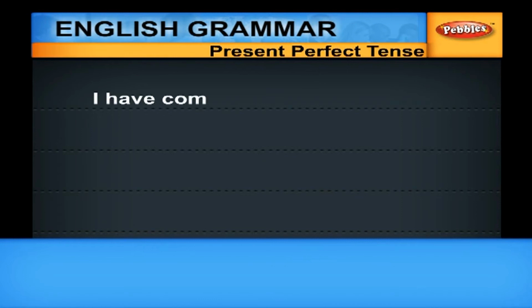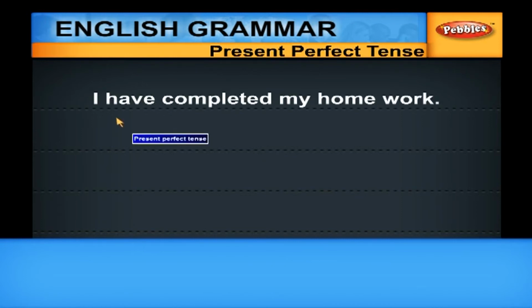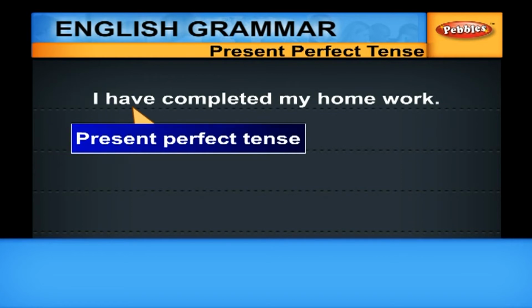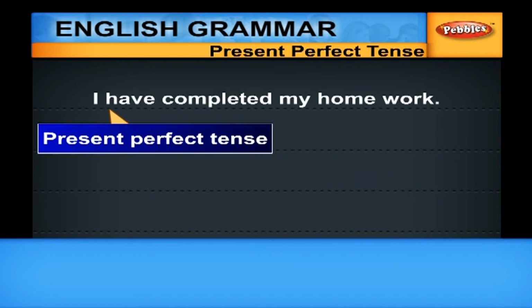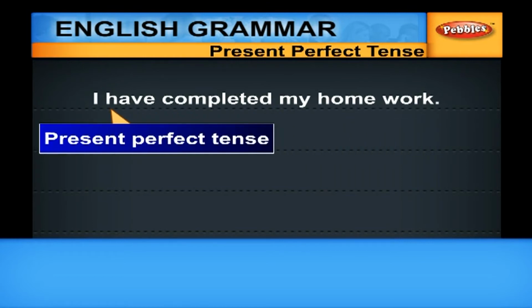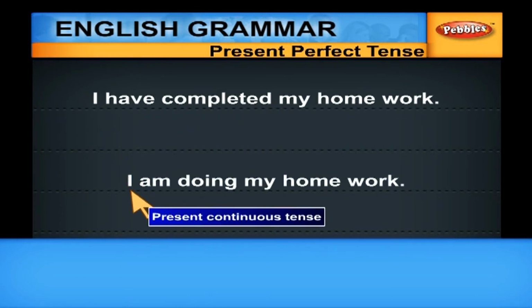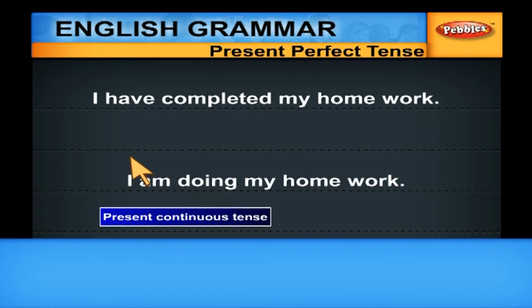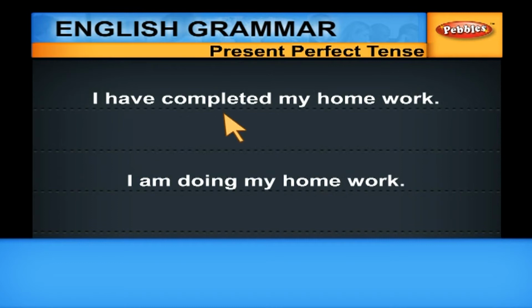Where do we use the present perfect? Present perfect is used to refer to an action that is perfected, that is completed. It may be sometime in the past, while present continuous refers to an action that is in progress. Present perfect refers to an action that is completed.